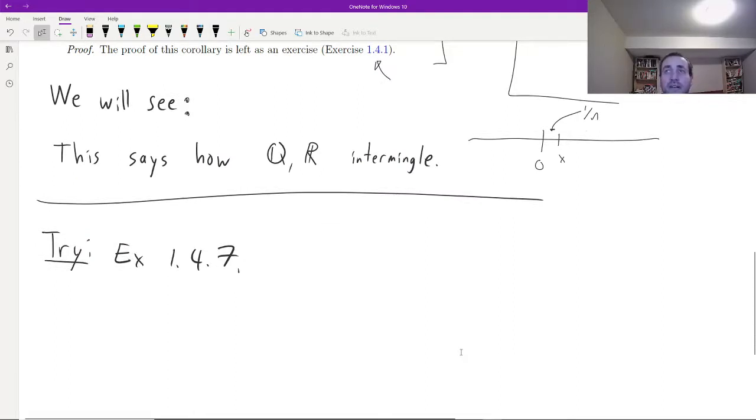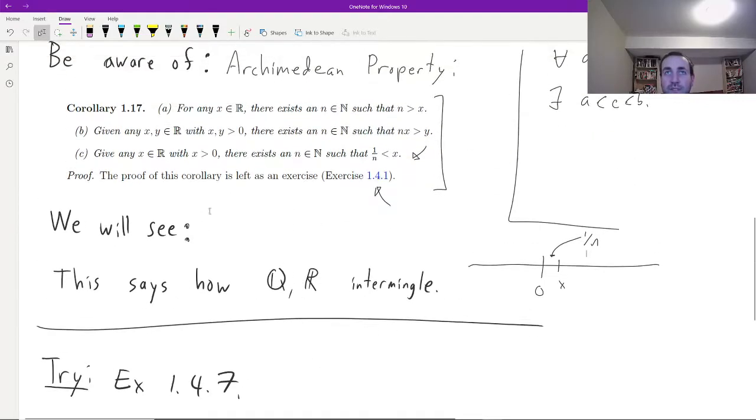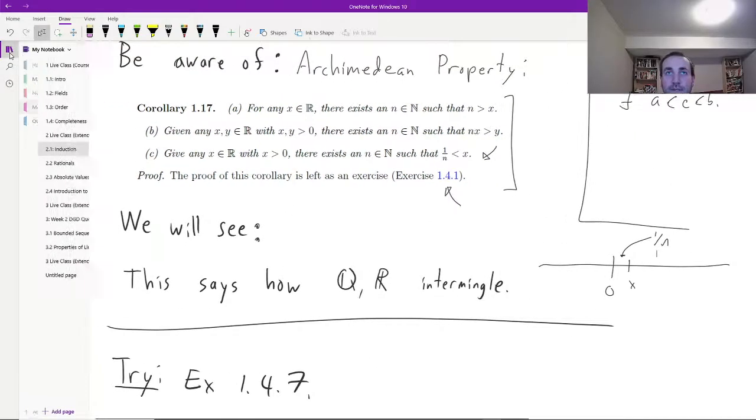Okay, so that's going to be very important throughout most of the rest of the course. I'm not going to do this here, but I would suggest on your own go and try exercise 1.4.7. It's a nice check to see how well we understand what's going on here and how to use this property. Let's carry on.